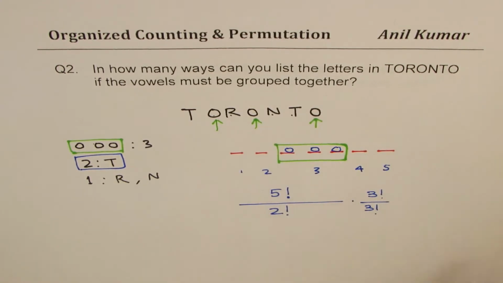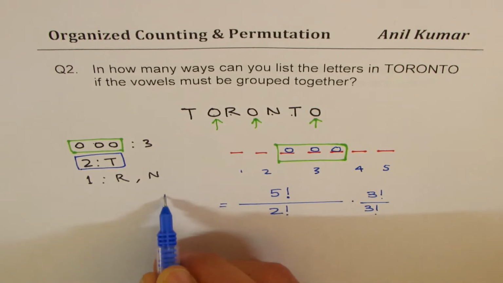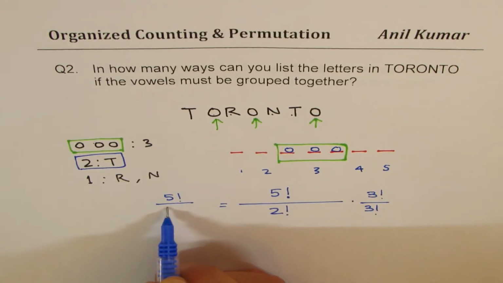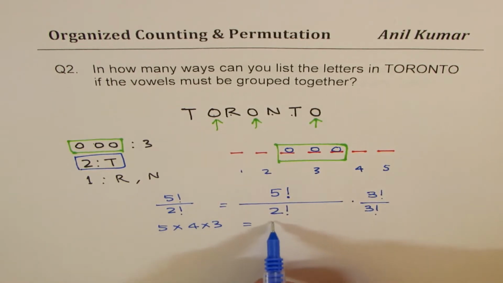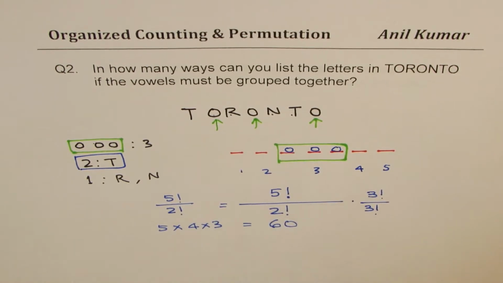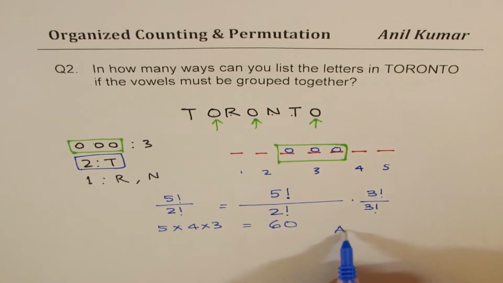So effectively, our answer here is equal to 5 factorial over 2 factorial. Is it okay? So we can now write down our answer as 5 times 4 times 3, which is 20 times 3 as 60. So 60 is the number of ways in which this arrangement can be done, right? So 5 times 4 times 3, 60. So we can write down our answer as 60.